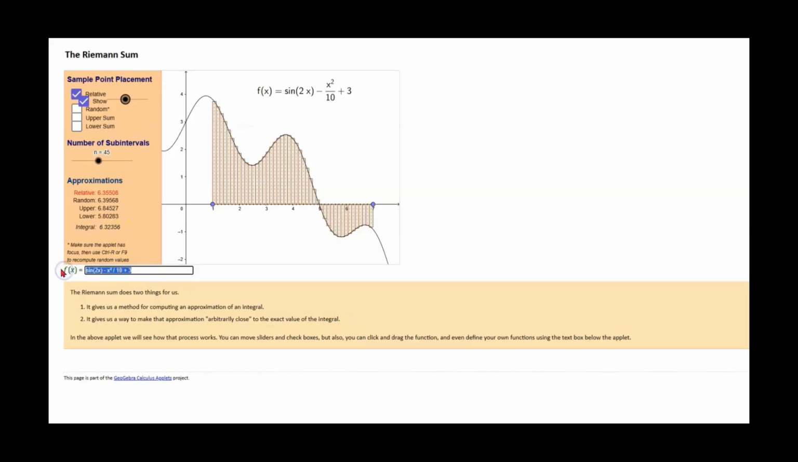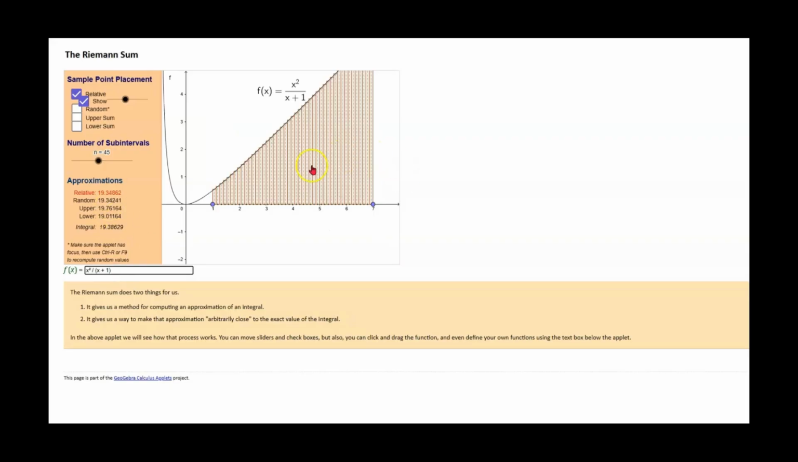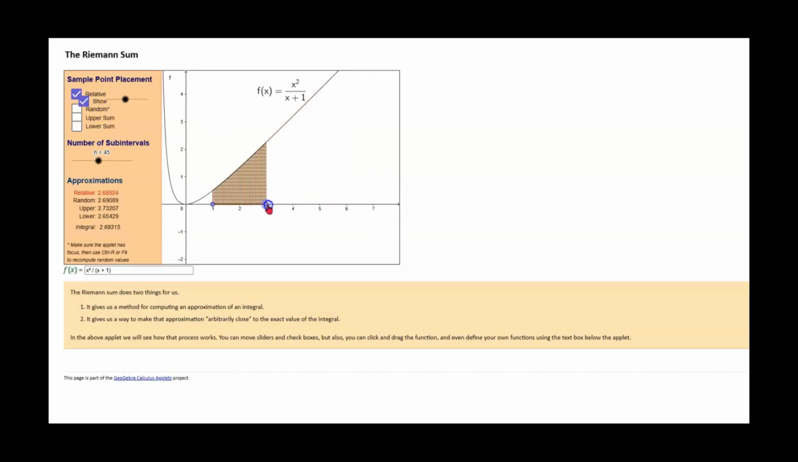You can also change the function. We could do the one that we were doing just a minute ago, x squared plus 1. No, is that what it was? No, just x squared divided by x plus 1. And we could go from, you can change the endpoints from 1 to 3. And if you're doing a left sum with 45 subintervals, you're getting pretty close. Less subintervals, your estimate's not going to be that awesome.